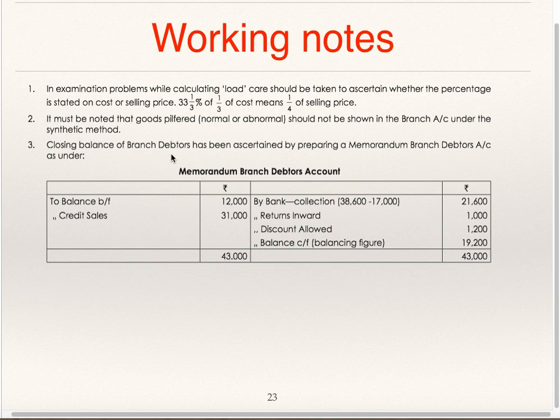Closing balance of branch debtors has been ascertained by preparing memorandum branch debtors account as under. Memorandum branch debtors account: to balance brought down, to credit sales, by collection. So this is the amount remitted by branch to head office. From that we deducted cash sales and we got collection. Return inward, discount allowed. This is the closing balance of debtors which is to be transferred to branch account under balance carried down. Below that, the debtors figure is 19,200.